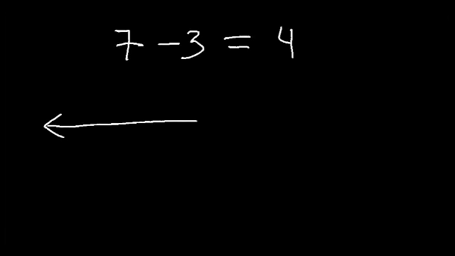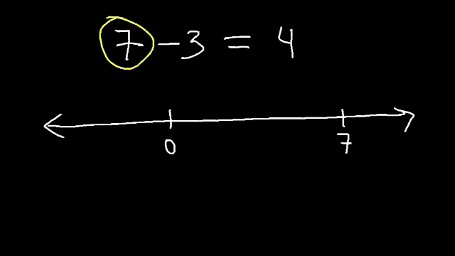Let's try some other examples. So what is 7 minus 3? 7 minus 3 is 4, but let's prove it with the number line. So let's say this is 0, and 7 is somewhere over here. If we start from 7 and we wish to subtract 3, we need to go 3 spaces to the left. So 1, 2, 3. So this is going to be 6, 5, 4. Therefore, 7 minus 3 is 4.